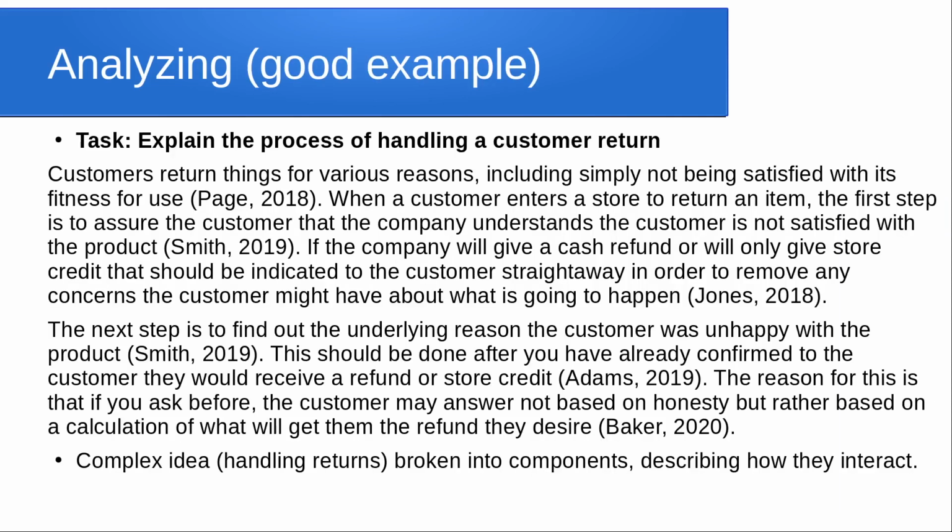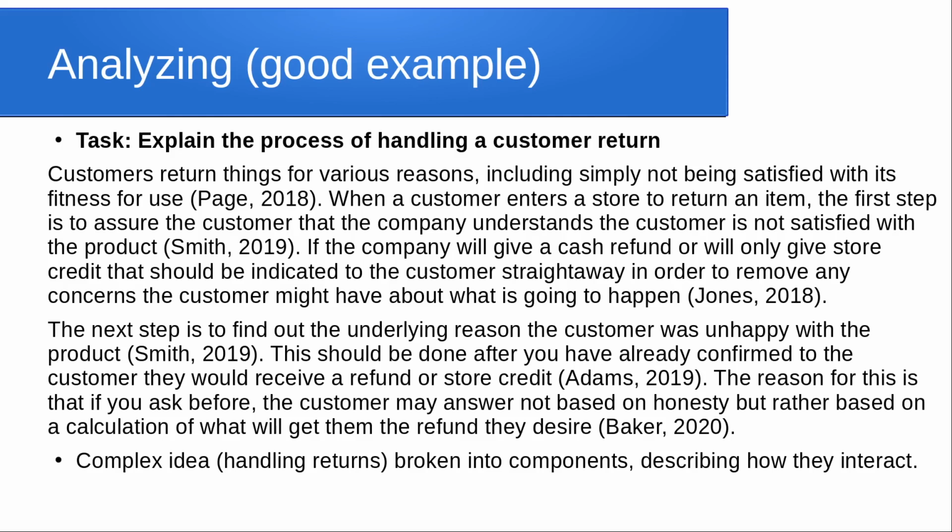The task is explain the process of handling a customer return. I'll just read this to you. Customers return things for various reasons, including simply not being satisfied with its fitness for use. Page, 2018. When a customer enters a store to return an item, the first step is to assure the customer that the company understands the customer is not satisfied with the product. Smith, 2019. If the company will give a cash refund or will only give store credit, that should be indicated to the customer straight away in order to remove any concerns the customer might have about what is going to happen. Jones, 2018.